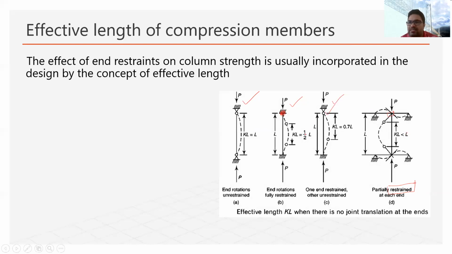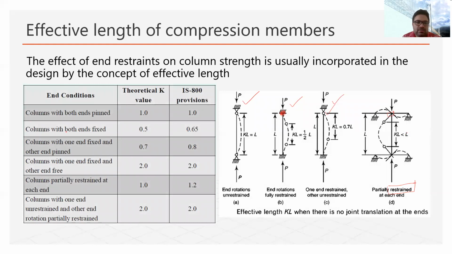So there are so many cases of how the end conditions of the column may be. Based on those conditions, the IS code has given some definite value of K, and with the value of K, we can calculate the effective length. This is the IS code value. So when the column is pinned, the theoretical value of K is this. So I can say the effective length, which I am representing as KL, is actually the product of K and L.